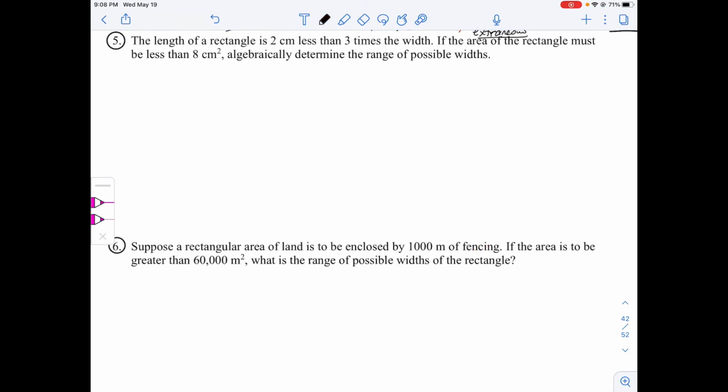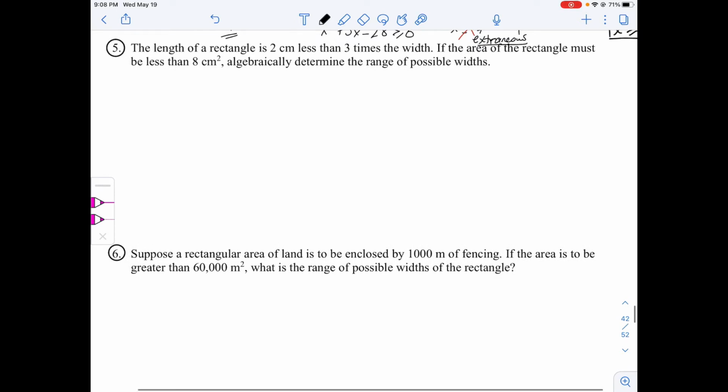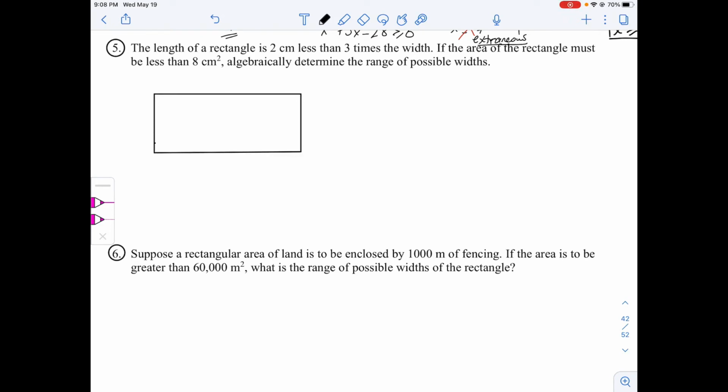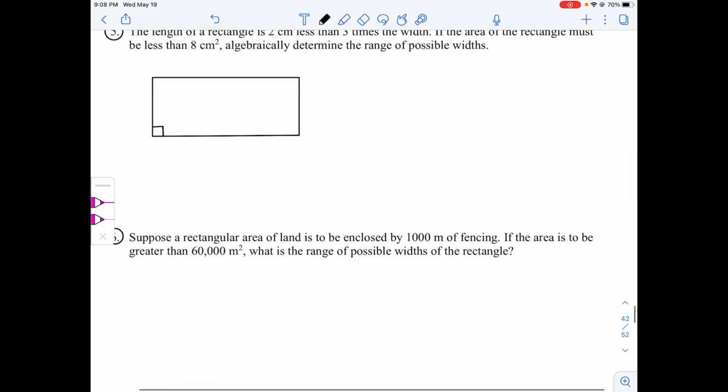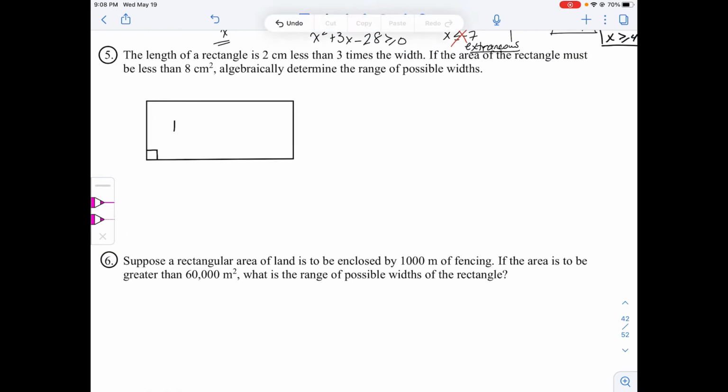Okay, so let's take a look at this next one. It says the length of a rectangle is 2 centimeters less than 3 times the width. So I'm going to start with drawing just a little rectangle here. Because we're talking about a rectangle, let's draw one. It always helps to have a little bit of a diagram. So there's a rectangle. And it says the area of the rectangle must be less than or equal to 8 square centimeters. So the maximum area would be 8 square centimeters. Algebraically determine the range of possible widths.